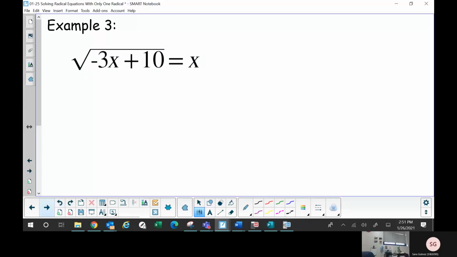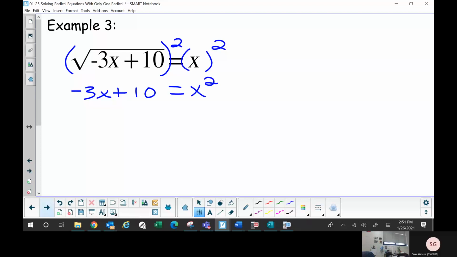We have already isolated that radical. So we are just going to square both sides now. This gives you -3x plus 10. And that gives you x squared. This is going to give you a quadratic.